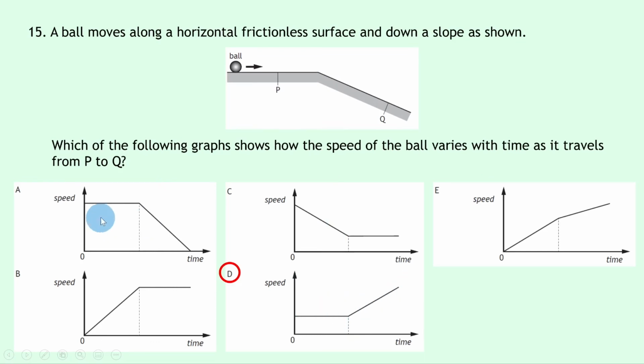The reason it's not A is because that's a constant velocity and then a deceleration, i.e. it's slowing down, but that's not going to be the case. For this one, we have an acceleration followed by a constant speed, but that's not going to happen. For C, we have a deceleration and then a constant speed, but again, that's not going to be the case. And for E, we have an acceleration followed by an acceleration at a smaller rate.